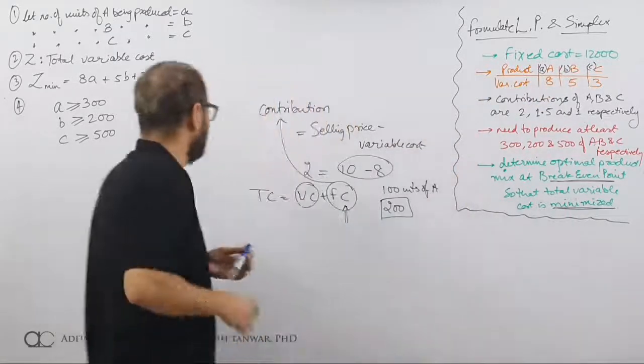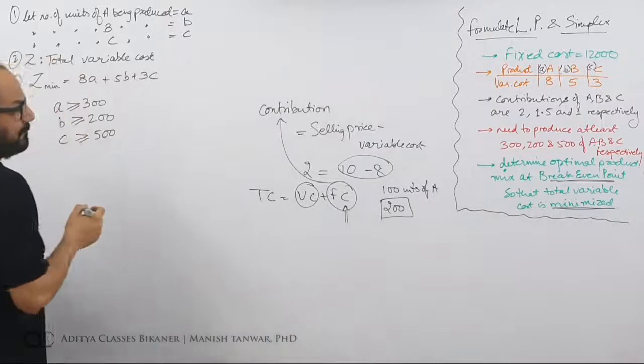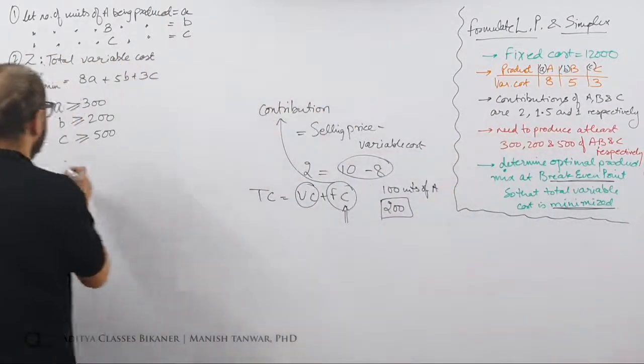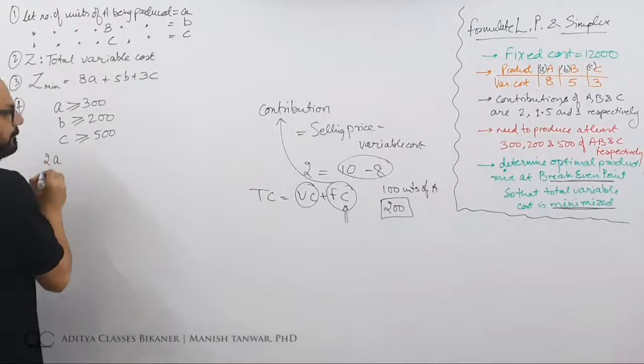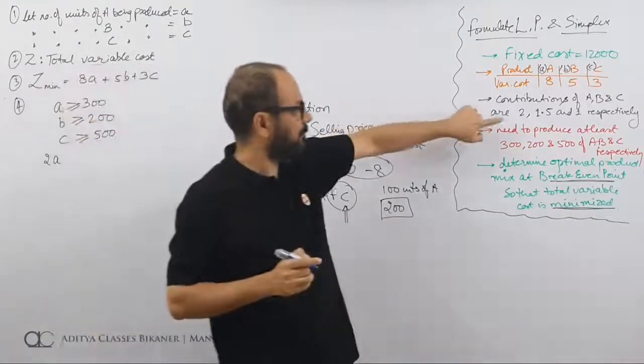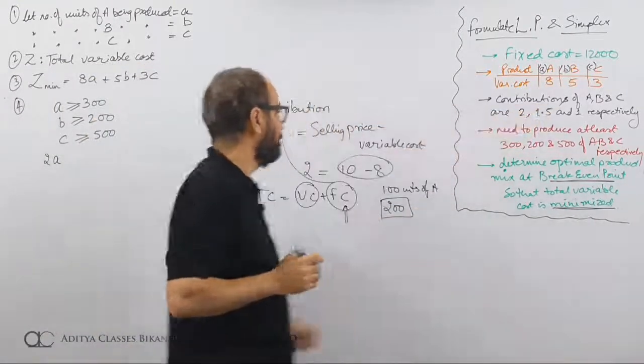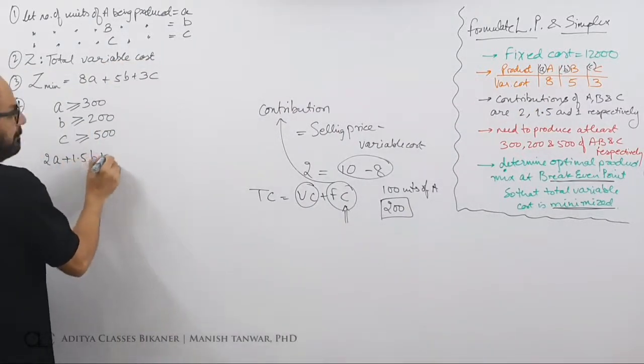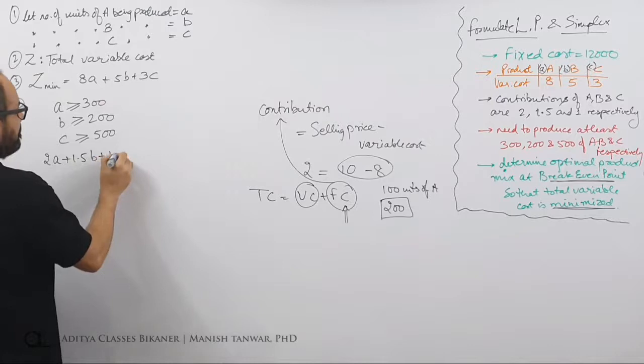So, here comes our fourth constraint. What is our fourth constraint? How much contribution will you be making? I will be making a contribution of 2 into A, 2 rupees coming from A, 1.5 into B plus 1 into C.